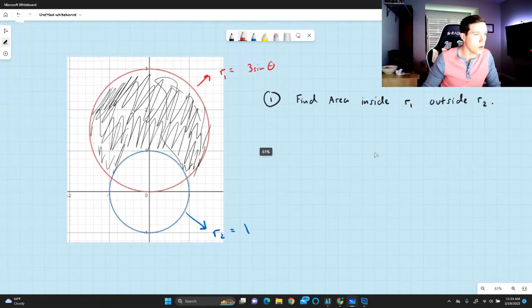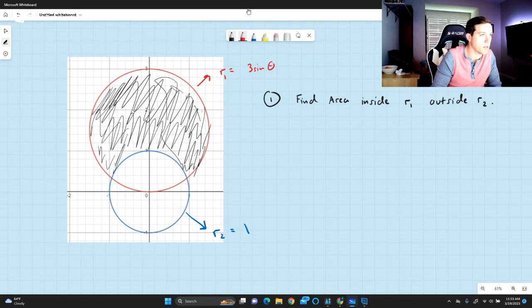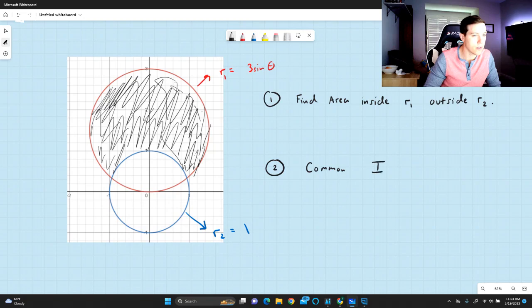Actually, we'll come back to this one because we want to find something else first. So we're going to come back because there's another question we're going to have to use to do this one. The other question we can do is find the common interior. So let's find the common interior area, which would be, in this case, the area inside both, which is all of this.